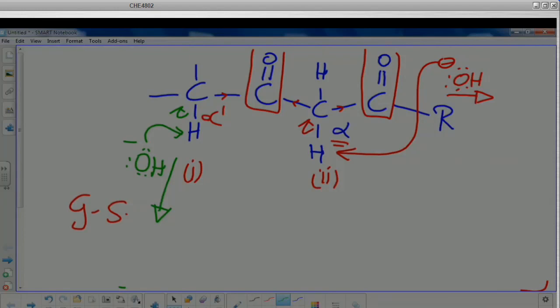Alpha prime is the one with the dash on the top. Why? Because it has more resonance structures. Yeah, that's that. So if you add a base to that structure, which hydrogen is going to attack? The one in the middle. The alpha hydrogen.